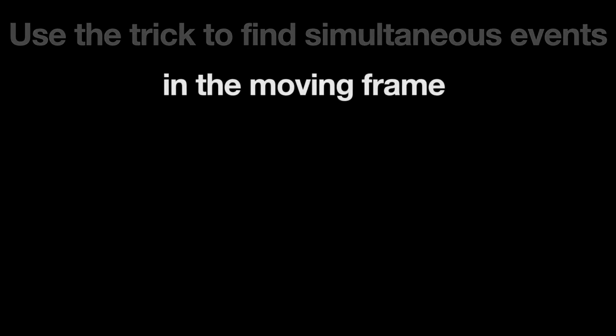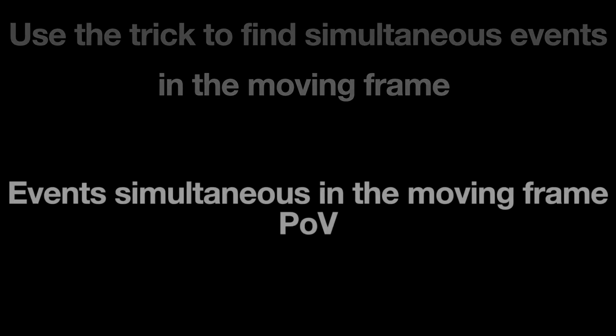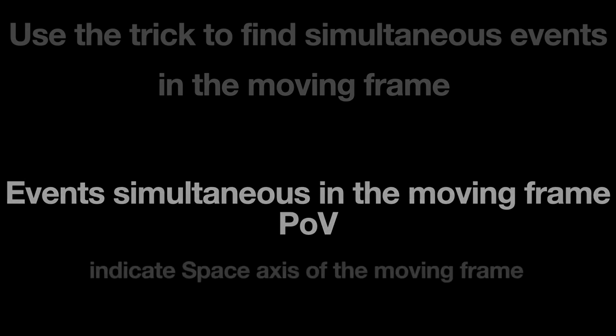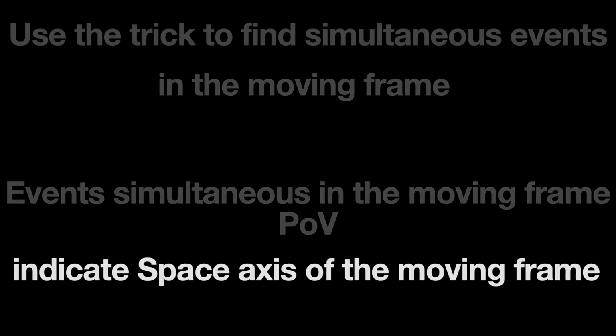direction. For that, we need to figure out a way to identify the simultaneous events without referring to the space axis. Once we are done, we shall use this technique to identify events that appear to be simultaneous with the origin but to the moving frame observer. And together, these events will indicate the orientation of the space axis of the moving frame. So let us first learn to identify simultaneous events in a given frame.